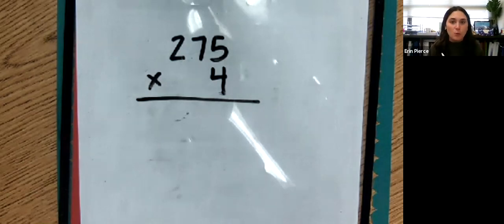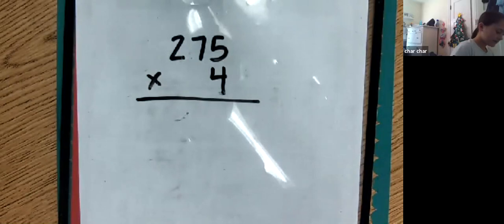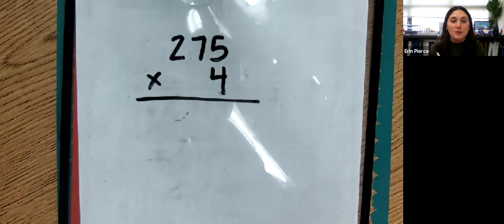275 times 4. Walk me through it, Charlotte. How did you solve it? Did you use standard algorithm, partial products, distributive property, or area model? I forget what it was called, but can you hold it up and I can see it? I'll tell you what it's called. All right, you did standard algorithm. All right, let's see how we do.